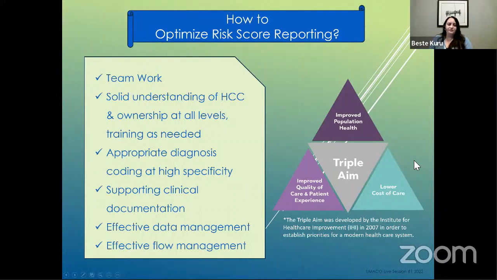And here I wanted to include the triple aim again, because this speaks to it very closely. We're trying to lower the cost of care for patients while providing improved quality care, increasing the patient experience, and also improving the population health.